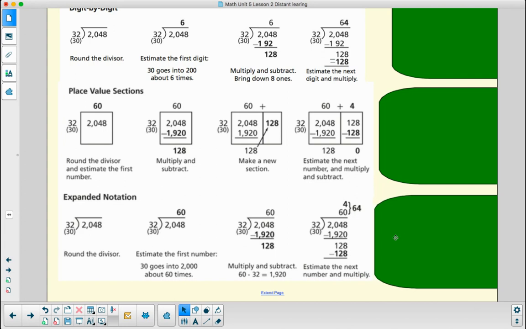Then estimate the next number. How many 30s in 128? There's about 4. 4 groups of 32 is 128. Subtract, we get 0. Then add the 4 and the 60.